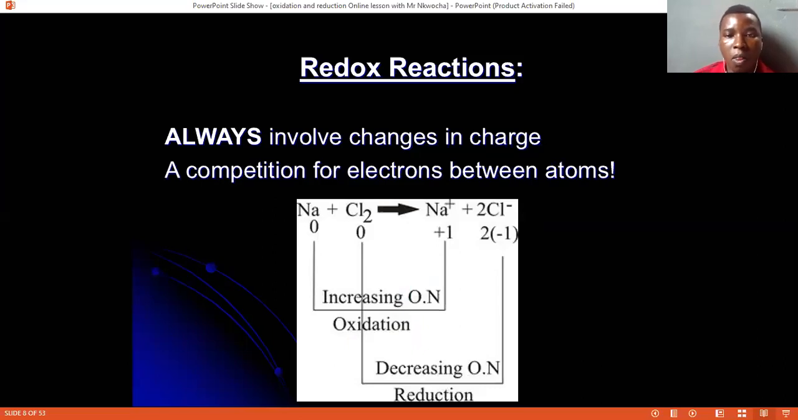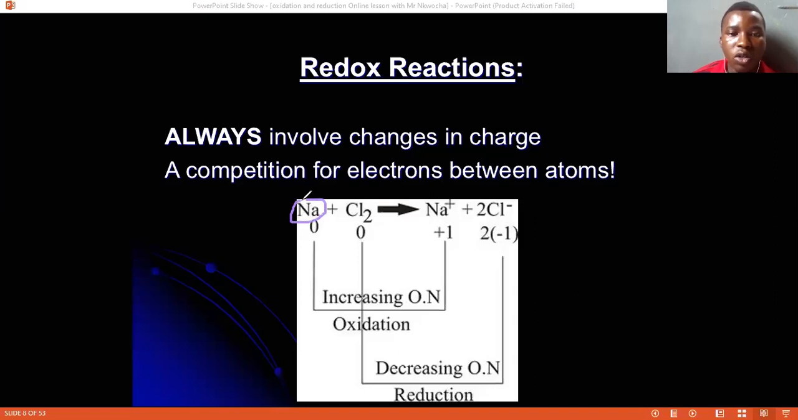Now, because we are dealing with electrons, we have to always know here that when an element, mind my word, I'm talking about an element, is not combined, that means it's on its own. So sodium here is on its own. Chlorine here is on its own. It is not combined with any other element. So when it's in its free state like this, we describe the oxidation state as zero.